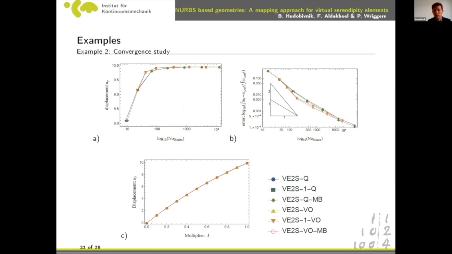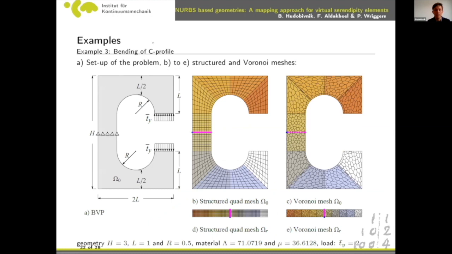Here is a convergence study of all these models. And we don't see much difference in this case because they're more or less all performed on straight-edged formulations. But let's go to the next example, which is a C profile.